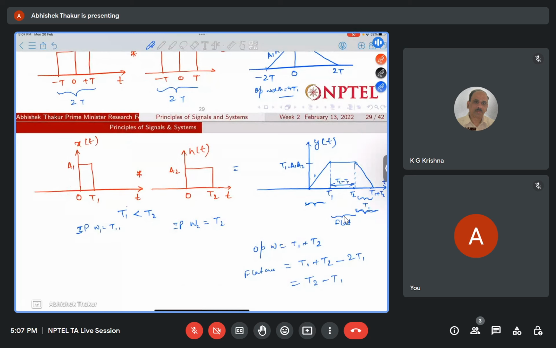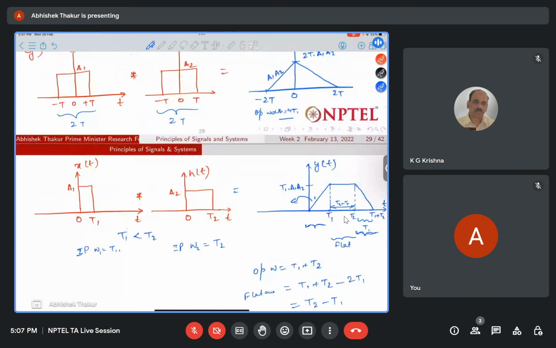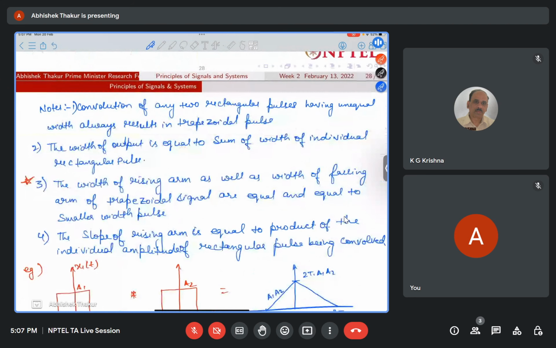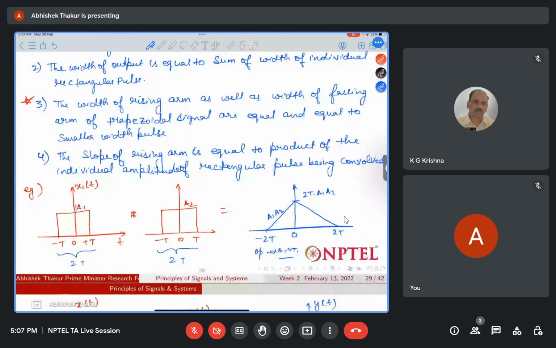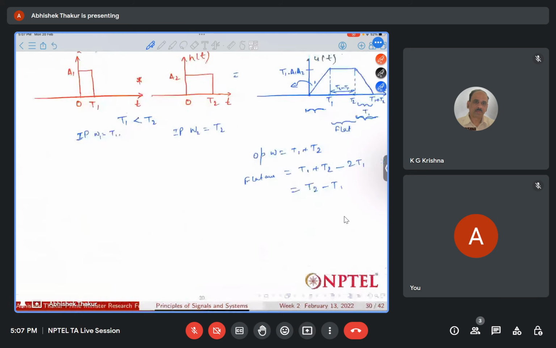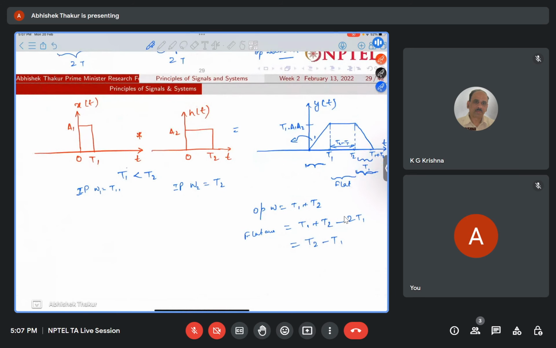And also, what will be the slope? We have also discussed the slope. The slope of the rising arm is equal to the product of the individual amplitudes of the rectangular pulses being convolved. So here the amplitude is A1, here the amplitude is A2. So the slope will be the product of both amplitudes, that is A1 into A2. In this case also it will be A1 into A2, and it is increasing up to T1 duration. So the maximum amplitude of this output pulse will be T1 into A1 into A2.